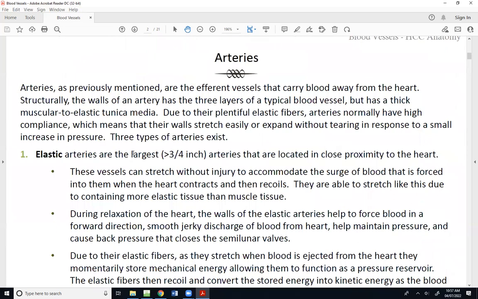Okay, what we're going to do on Tuesday is just pick up and talk more about arteries and the different types of those, and then we'll do the same thing for capillaries and veins before we actually start getting into identification and whatnot. So I've got a little more background information to cover, but we'll start that next week.